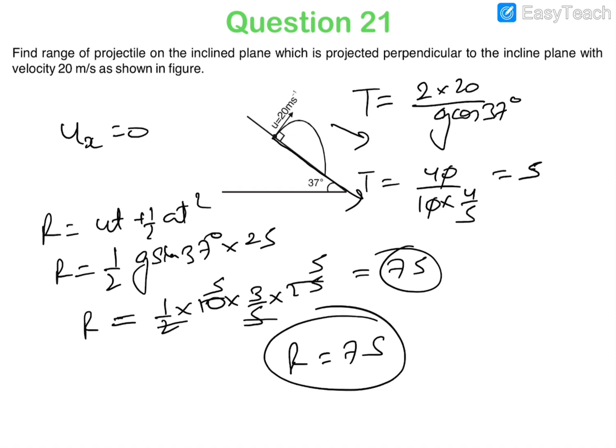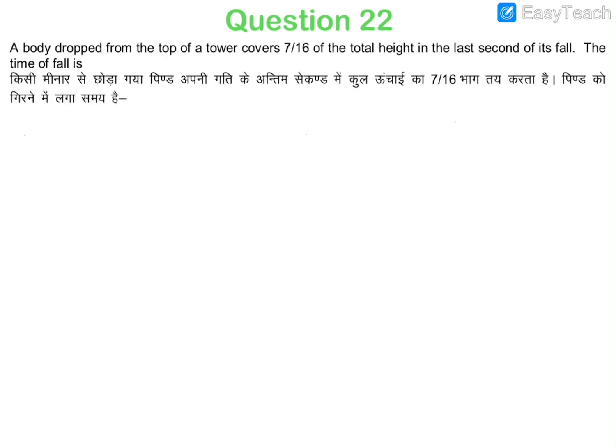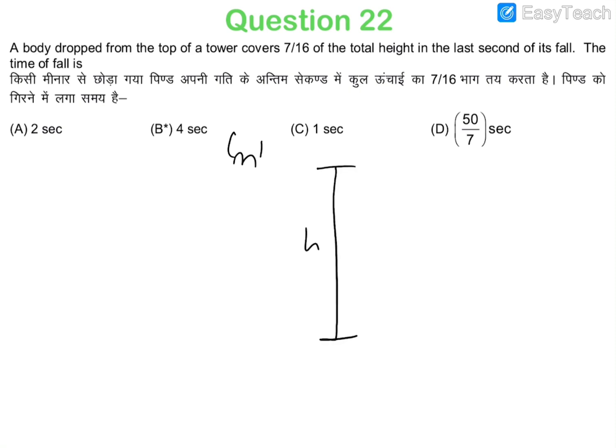Now we move on to the next question. In this question you can see that a body is dropped from top of a building and it covers 7 by 16 of the total height in the last second of its fall. So what is the time of fall? So let us suppose that it takes total n seconds to fall down, and in the last nth second it covers 7 by 16 of the total height. So let's suppose that the total height is h.